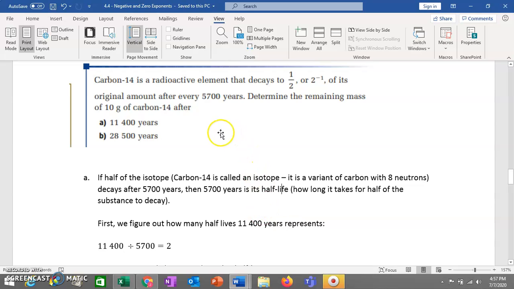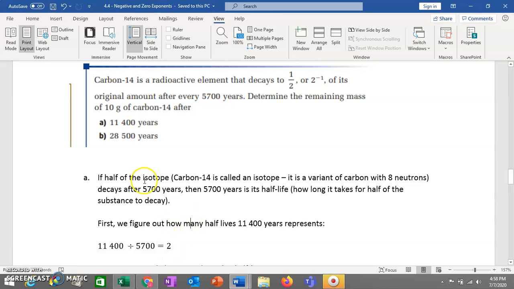Okay, so with that in mind, how much carbon-14 are you going to have left after 11,400 years? Well, if half of it disappears in 5,700 years, let's figure out how many so-called half-lives we have. So basically what we want to do is take this number, the number of years in the problem, and divide it by 5,700. Let's see how many half-lives fit into that. And the answer works out nicely to 2.